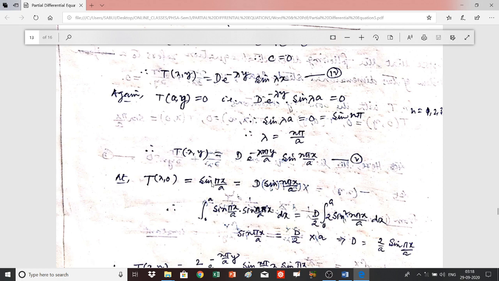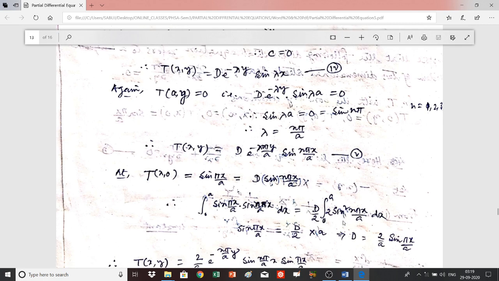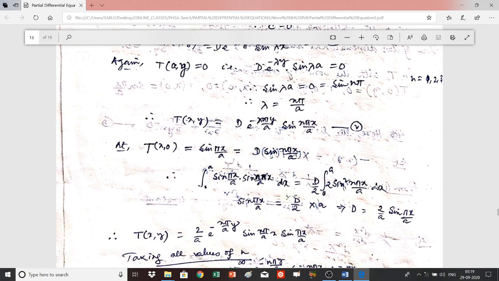Now multiplying this term by sine n pi x by a, and then integrate from 0 to a, that will give you sine pi x by a sine n pi x by a dx, multiplying this equation by sine n pi x by a, that is equal to D times, I am writing 2 here, so 2 should multiply, integral 0 to a sine squared n pi x by a dx, and the solution of this will give you only the integration of dx, that is a, and D by 2 is here. So sine pi x by a is equal to D by 2, and this will give you 2 by a sine pi x by a.